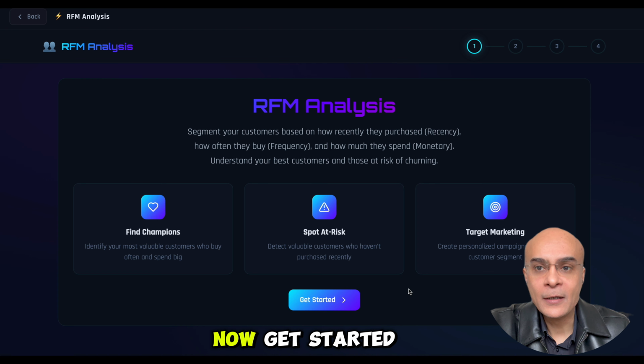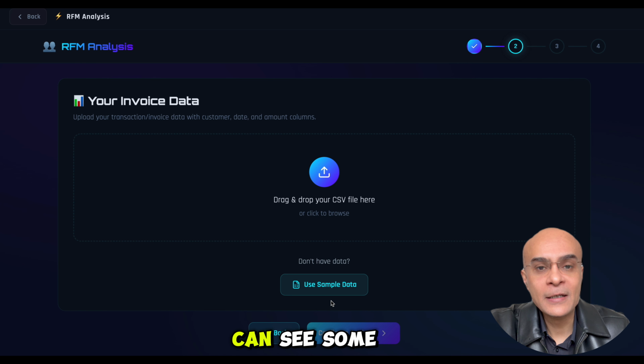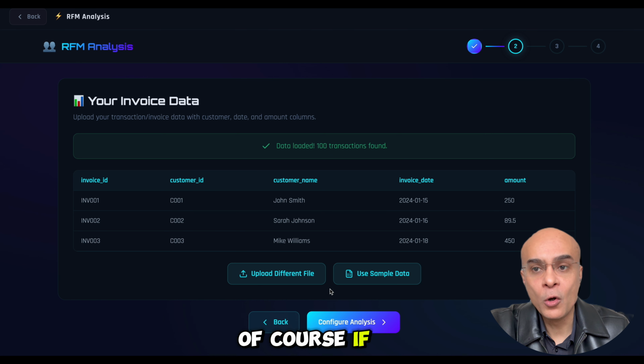So let us now get started, and here we can see some sample data, and of course if you want you can also upload your own data. So this data has got the invoice details, it has got the customer ID, as well as it has got information on the invoice date as well as the amount.